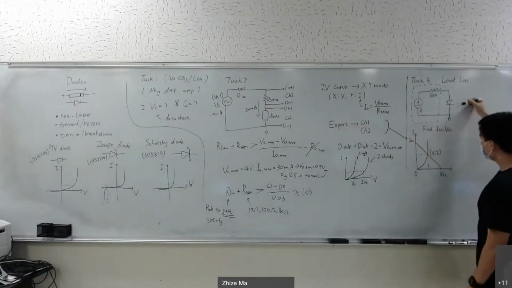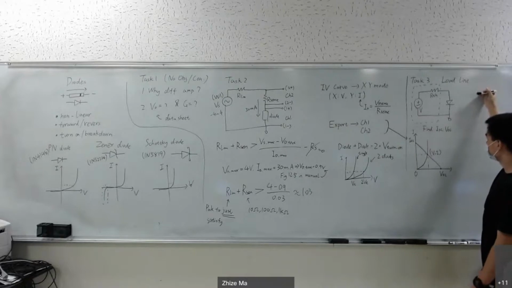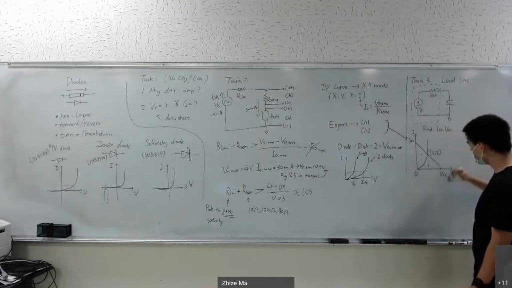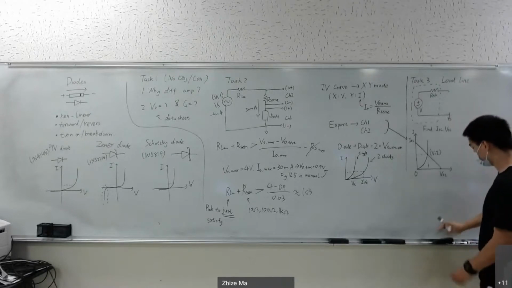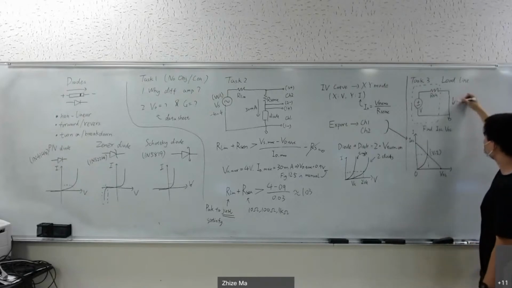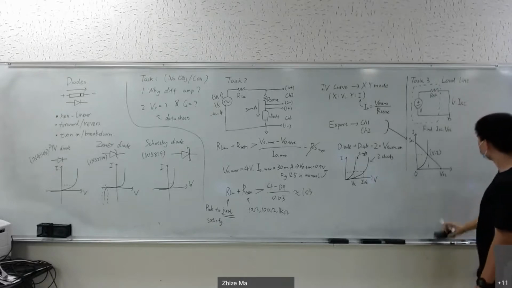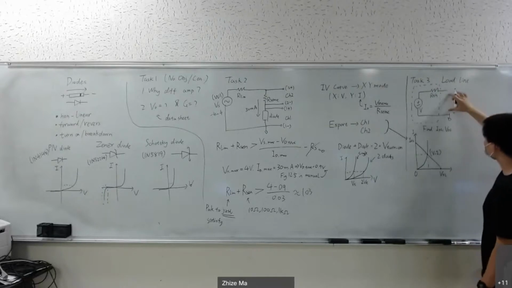Before you build the circuit, you actually need to draw the load law. So how you can draw the load law is, first of all, you want to find the short current and the open circuit voltage. The short current is when you short this circuit, the current goes through here. And the open voltage is when you open this part, the voltage between these two points.